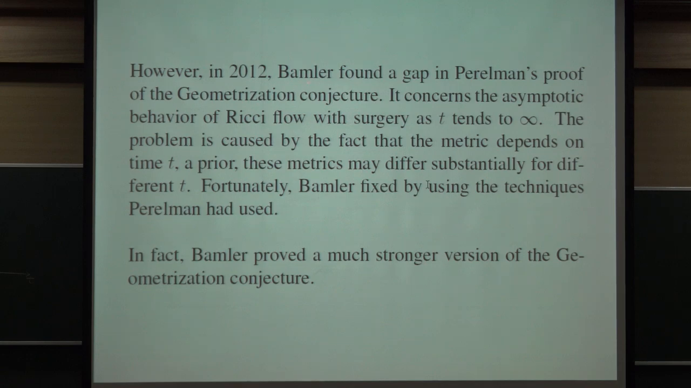So as I mentioned yesterday, Bamler, my former student, found a gap in Perelman's proof of the geometrization conjecture. Anyway, let's relax a little bit. Bamler was from Munich, and he was probably the only undergraduate I knew who understood Perelman's proof while he was an undergrad student. So I tried harder to bring him to Princeton.